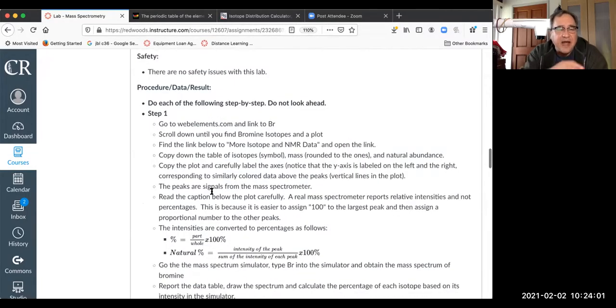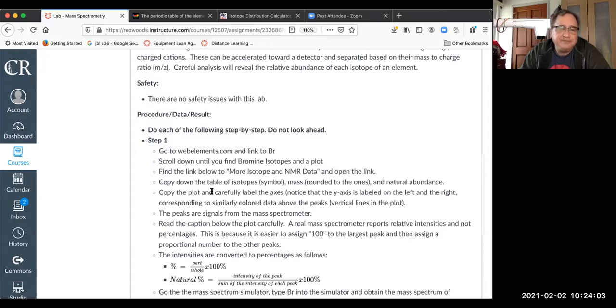And after the safety issue, we normally have a procedure section, then a data section, then a calculation section, then a result section. This should actually read procedure, data, calculation, result all together. And we're going to do that for each step. So notice it says, do each of the following step by step, do not look ahead. So we're going to do step one together. After you write your safety in your lab notebook right after your introduction, say, there are no safety issues in this lab.